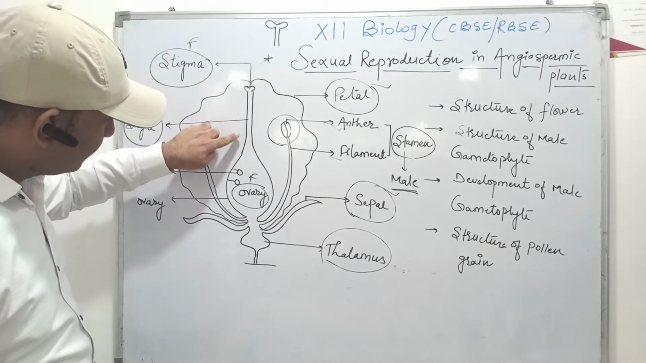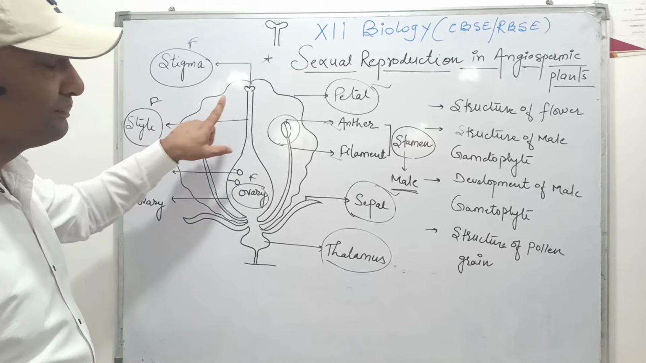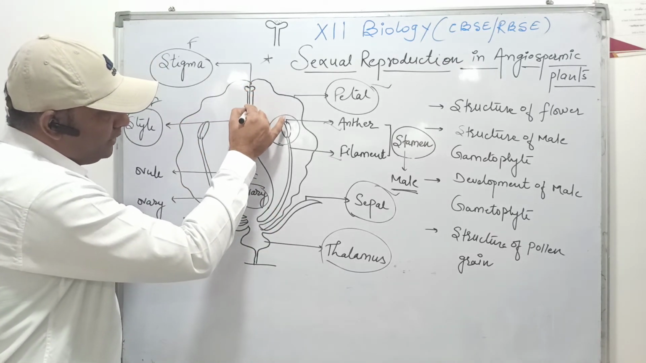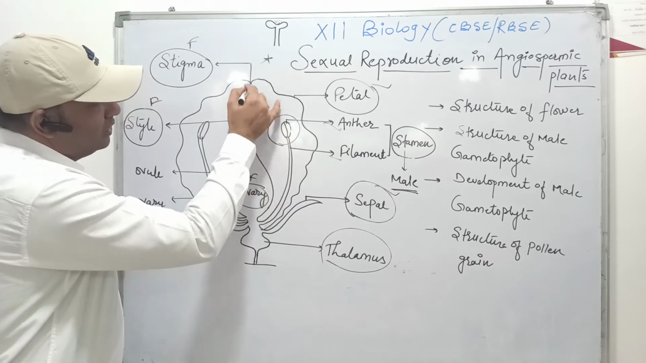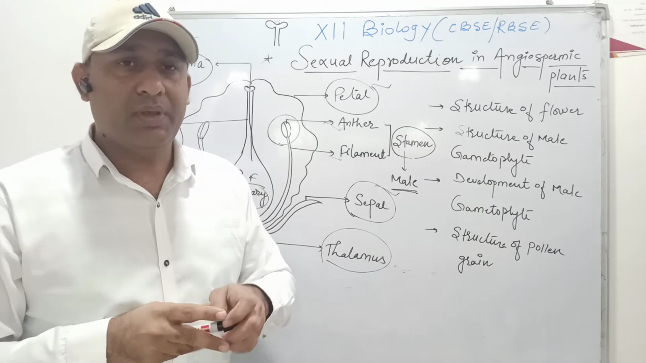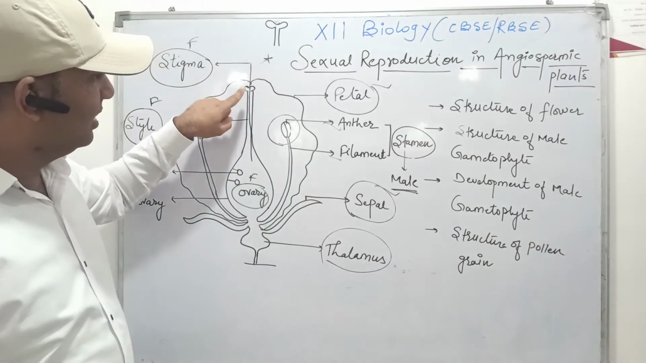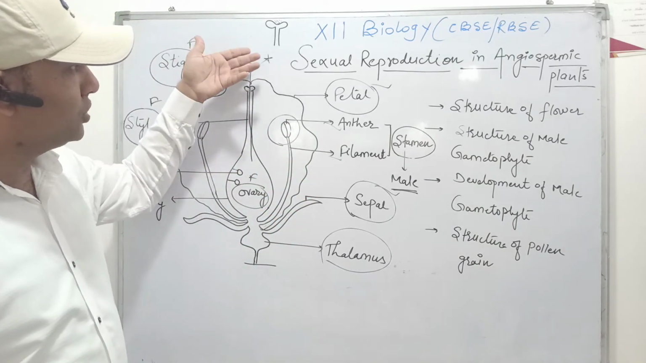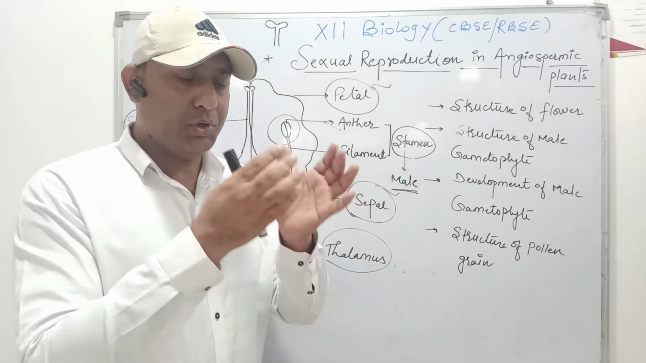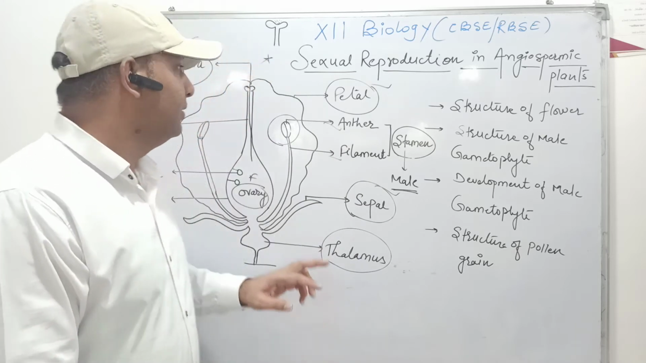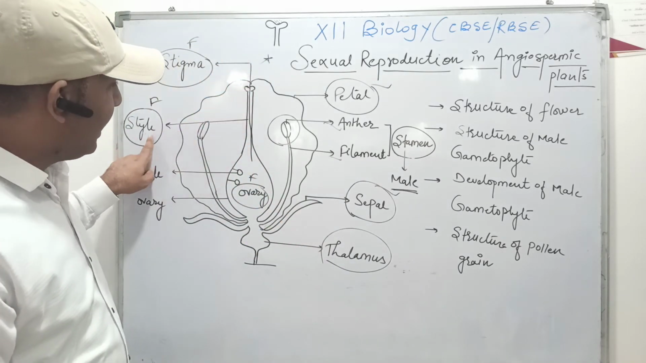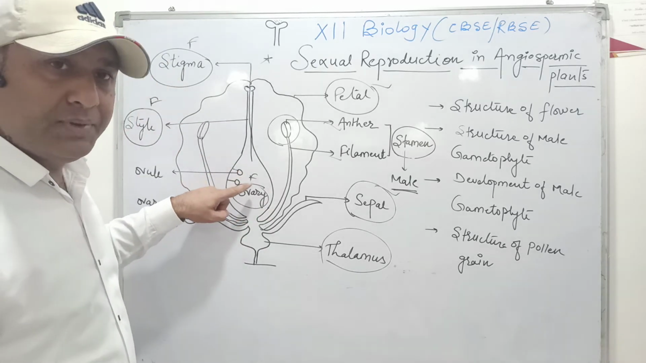The long tube-like structure is called the style. Function of the style: it provides the pathway for the pollen tube. Clear? So after pollination, when the pollen grain is transferred onto the stigma, the stigma provides nutrition to the pollen grain. Then the pollen grain germinates and produces a long pollen tube. This pollen tube travels from the stigma region through the style and then enters the embryo sac.